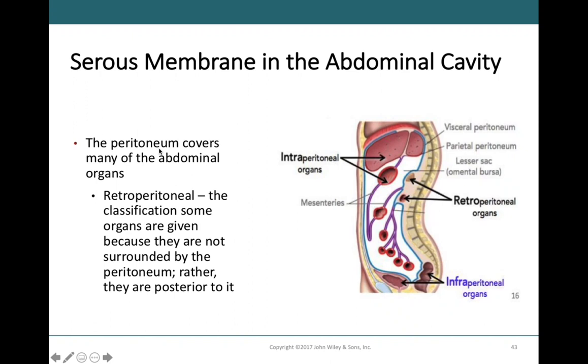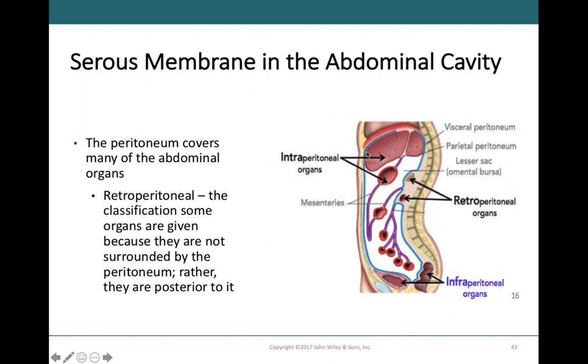So the peritoneum will wrap the different organs, or we'll say some of the different organs that are found here within our abdominal cavity. Now, let me touch on this here. The visceral peritoneum is going to be found contacting our organ, while the parietal peritoneum is going to be found here on the outside.